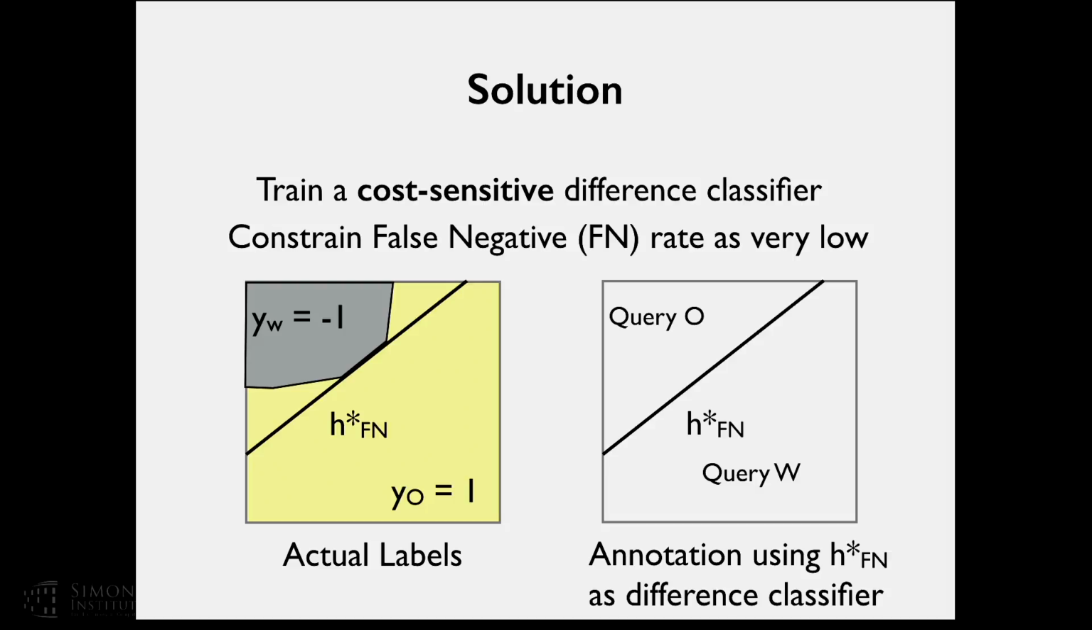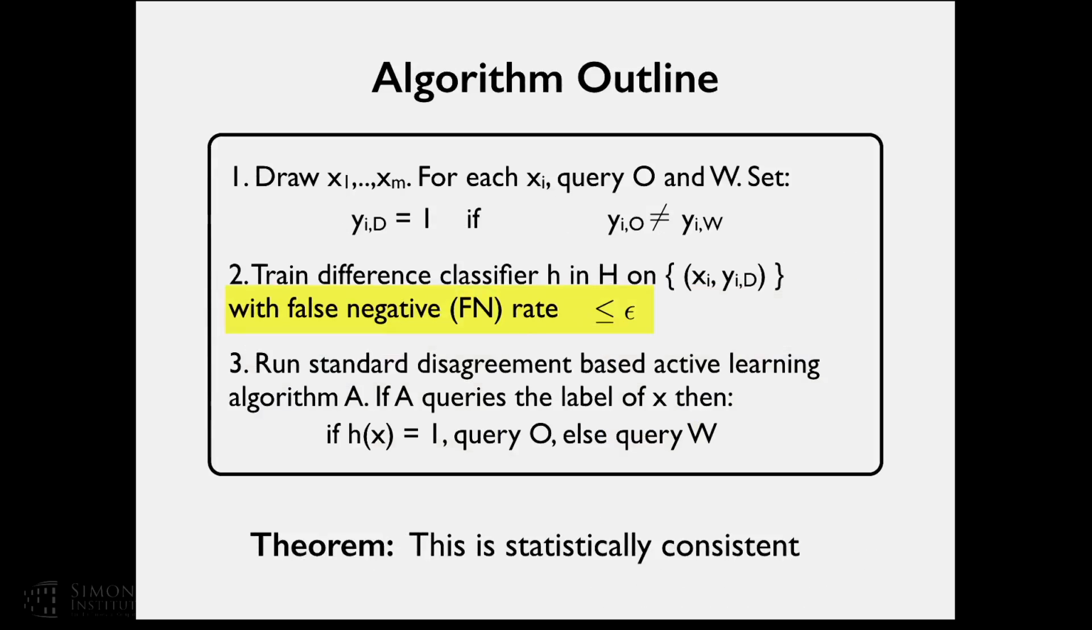If you do this, you will probably be a little bit more conservative in terms of where you query O. But you won't be inconsistent, so the statistical consistency will be maintained. So this is the solution to that problem. This is our algorithm: you train the difference classifier so that it has false negative error rate close to epsilon.